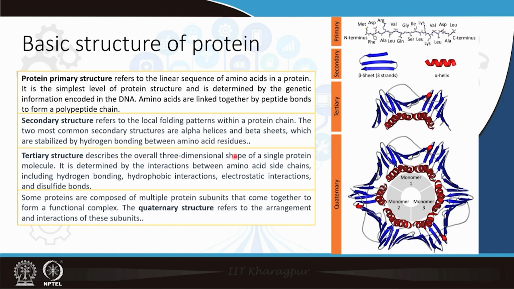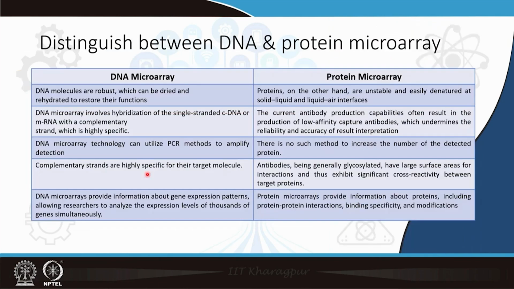Tertiary structure describes the overall three-dimensional shape of a single protein molecule. It is determined by the interaction between amino acid side chains, hydrogen bond, hydrophobic interaction, electrostatic interaction, and then quaternary structures are also there, where more than one different types of tertiary structures can combine together. The quaternary structures refer to interaction of these subunits, multiple protein subunits that come together to form a complex. So, if you consider this as a monomer, then monomer 1, monomer 2 and monomer 3 have all combined together to form a quaternary structure. So, this is the basic structure of protein.